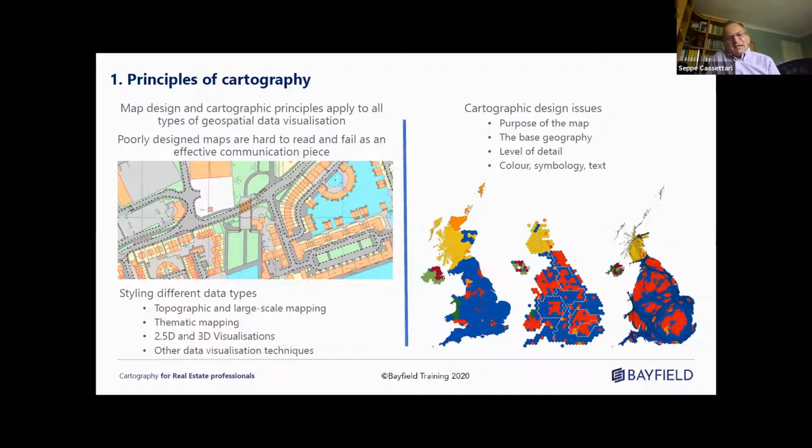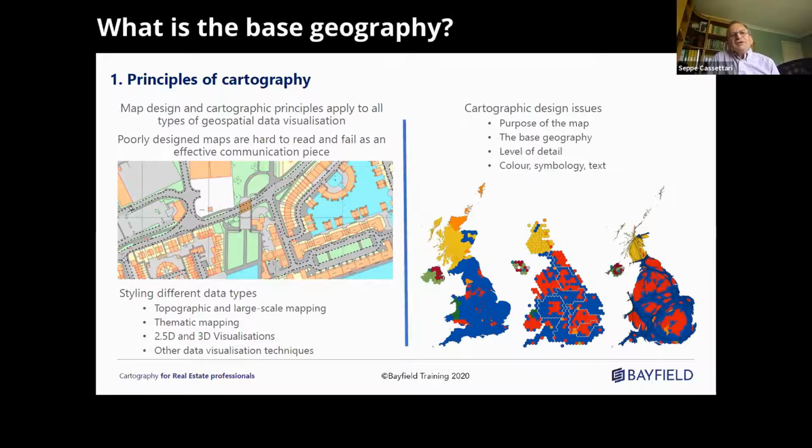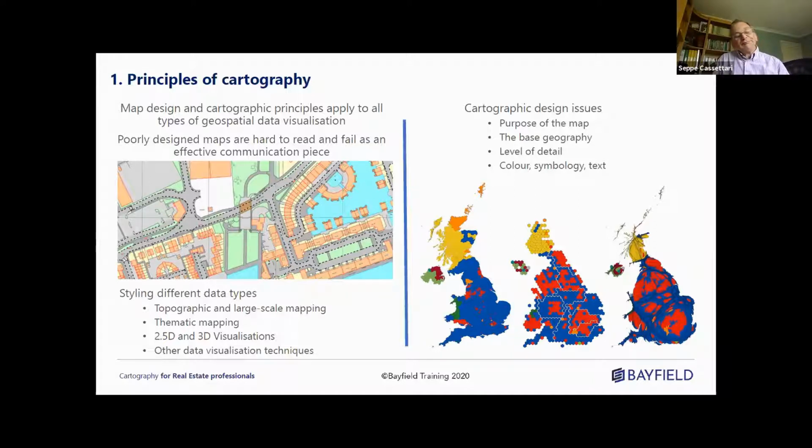The second, and related to that, is what's the base geography? What are you using as a background? Is it an image, or is it some open mapping, or is it something from your own database that you've created? Are you doing it for the whole of the UK? Are you doing it for a very localized project area? You need to think about those things, because you may need to show different levels of geography, which may mean that you need more than one map to get the message across accurately.